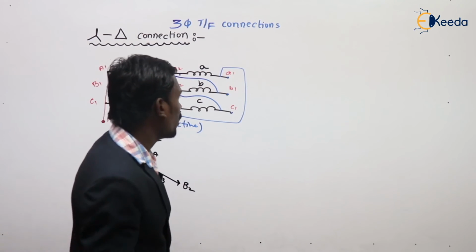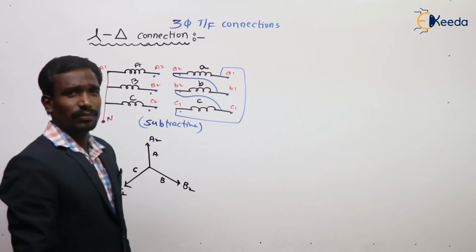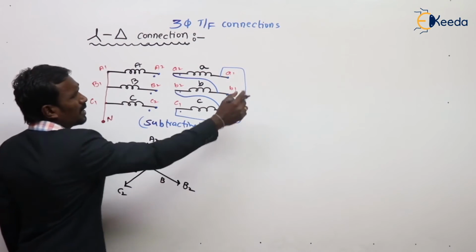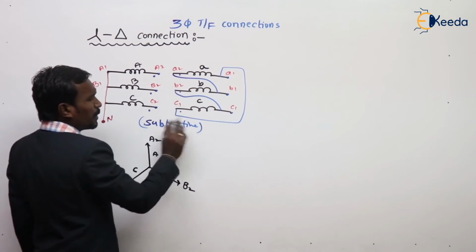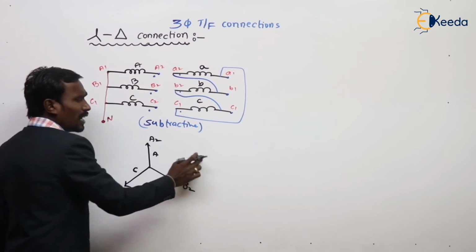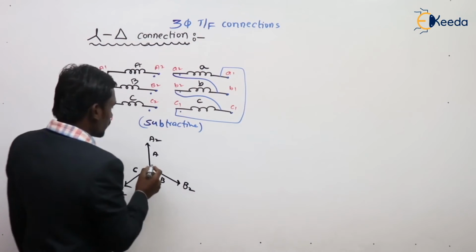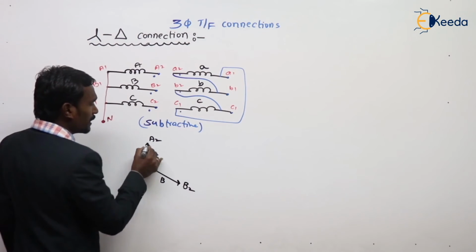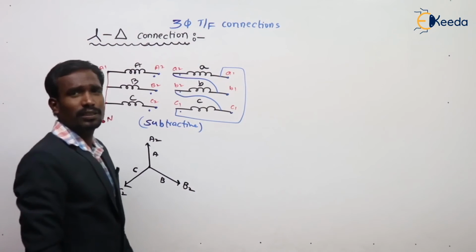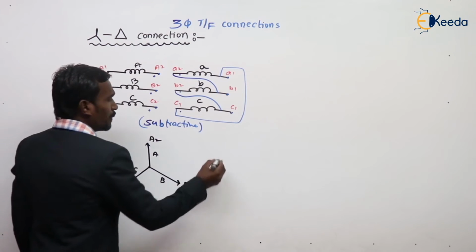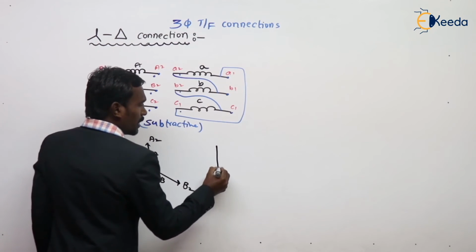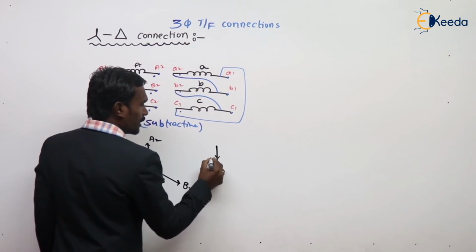Yes. Now let's see here. This is a subtractive polarity. That's why the vector notation should be exactly 180 degrees. See here, capital A is in the upward direction. Here capital A should be in the downward direction.